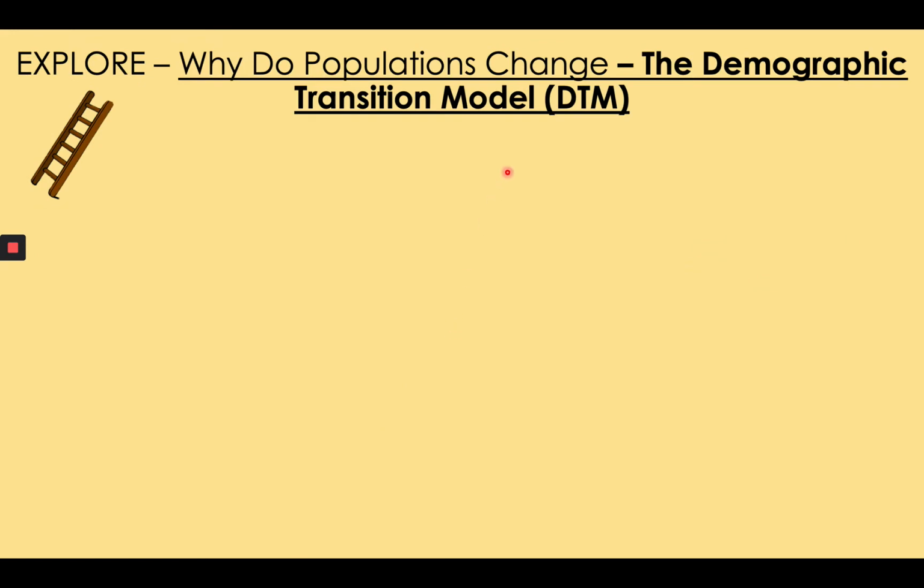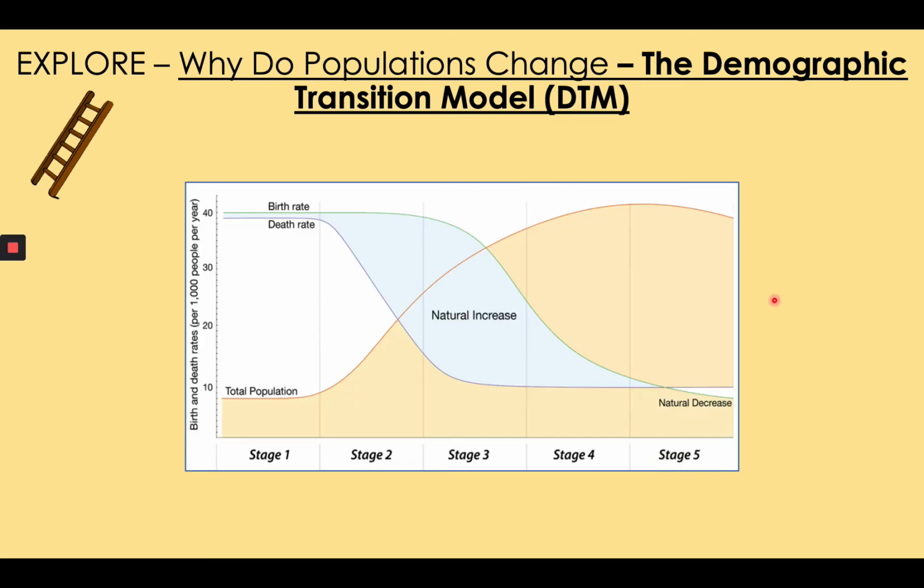This idea is called the demographic transition model, and it means the transition, the change, in the type and number of people in a country as it develops, as it goes from stage 1 to stage 5 of development. And here is what it looks like. This is the demographic transition model. You have stage 1 here, all the way through to stage 5 here.